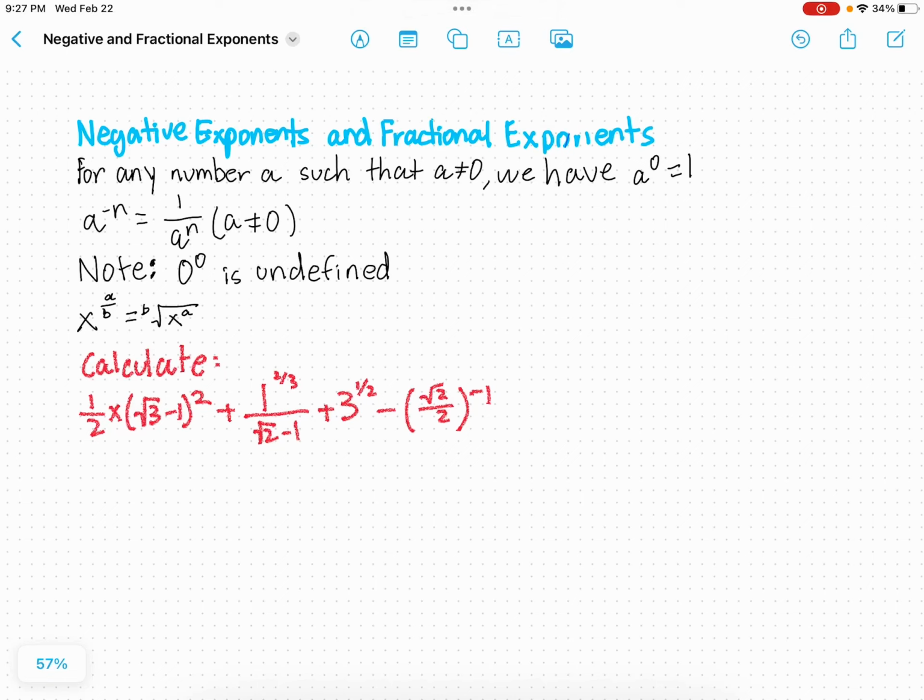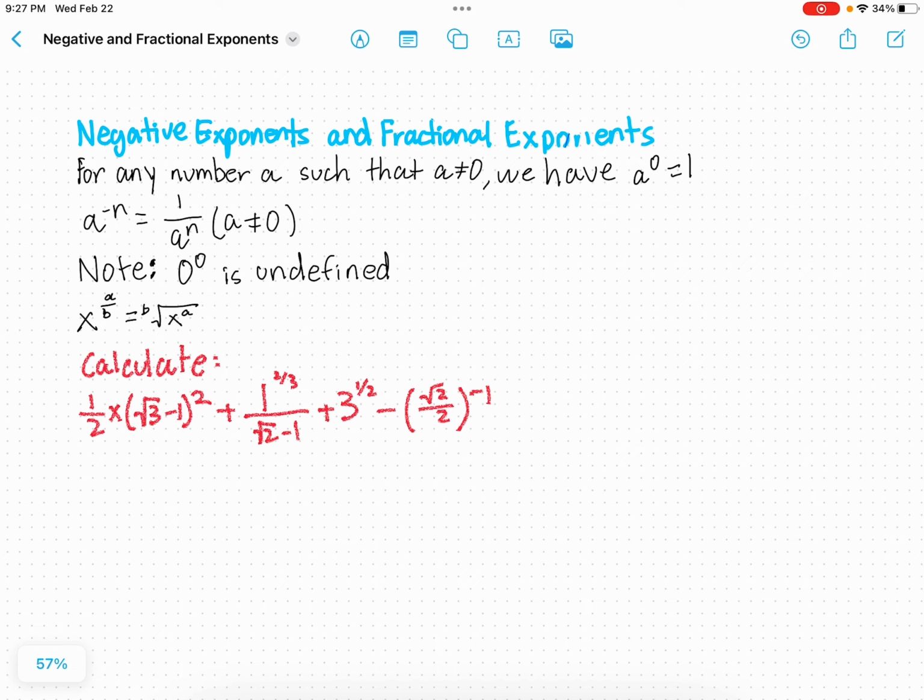In this video, I'll be discussing negative and fractional exponents. For any number a such that a is not equal to 0, we have a to the power of 0 equals 1. a to the power of negative n equals 1 over a to the power of n. This is when a is not equal to 0. Note, 0 to the power of 0 is undefined.